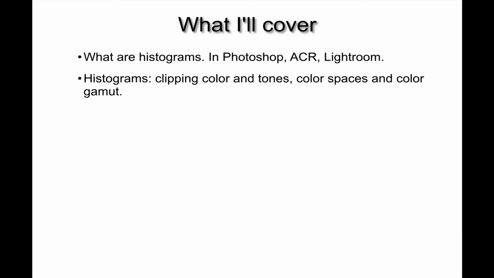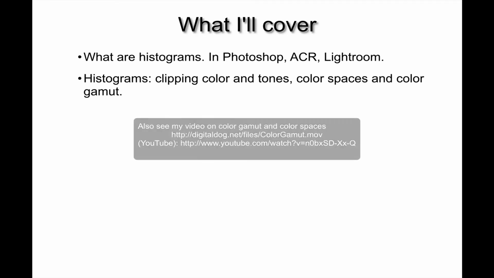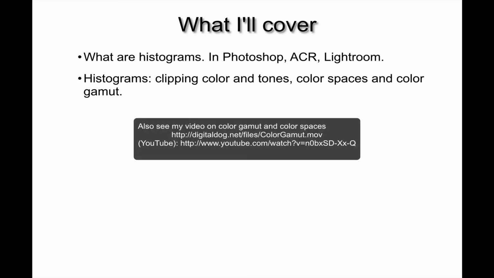I'm going to talk about where I think histograms are useful in terms of showing us how our images may be clipping both color and tone. And of course, can't avoid color management. I will be talking about how histograms are useful for showing us whether or not the encoding color space that we're going to be using is large enough. So that's a very useful feature of histograms.